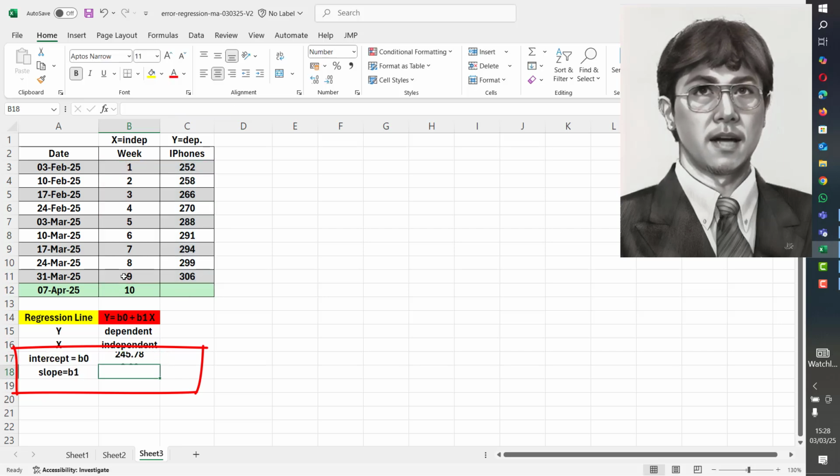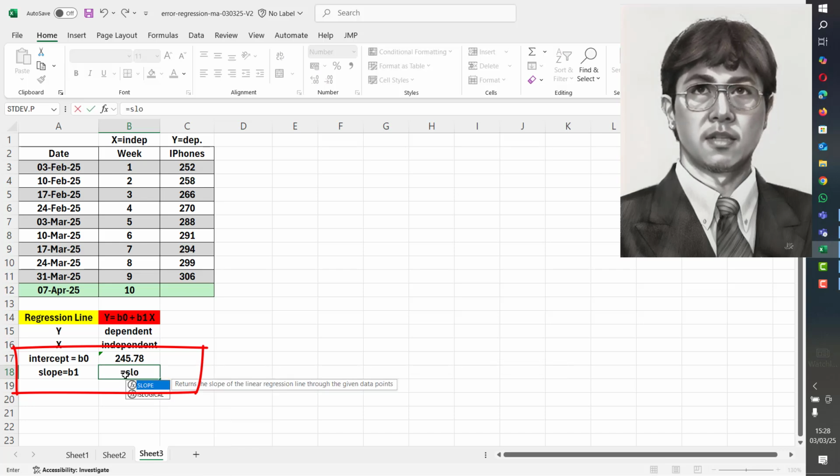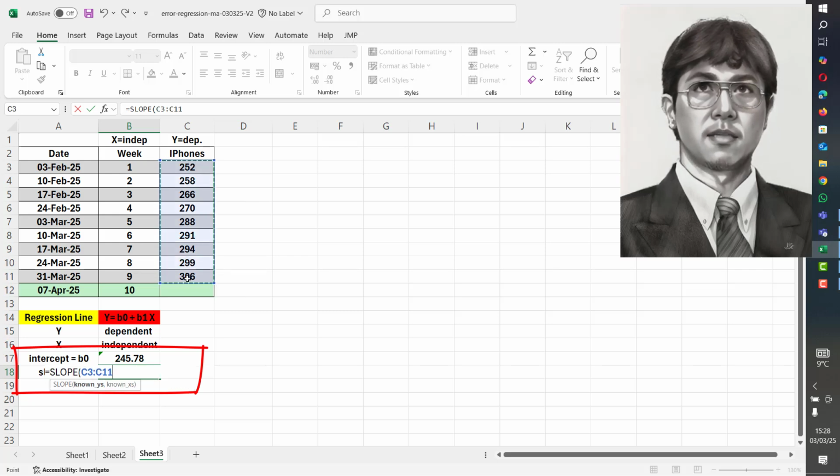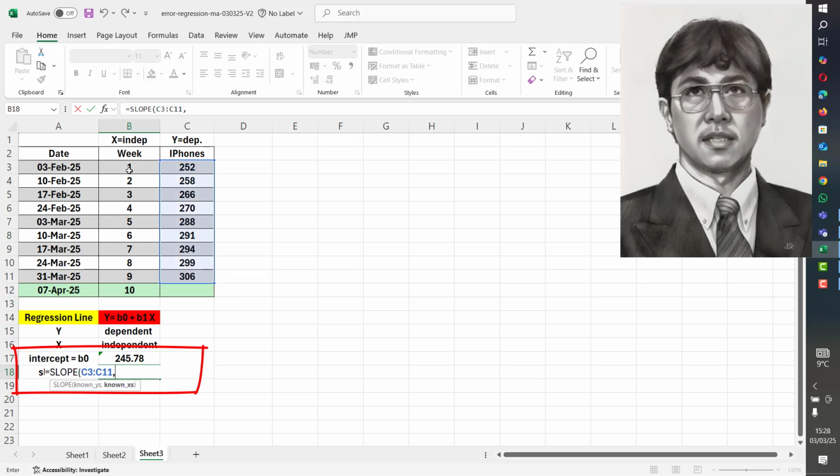This gives us an intercept of 245.78. We do the same for the slope, typing equals slope and selecting the same data ranges. This gives us a slope of 6.93. So, our regression line equation is y equals 245.78 plus 6.93 multiplied by x.